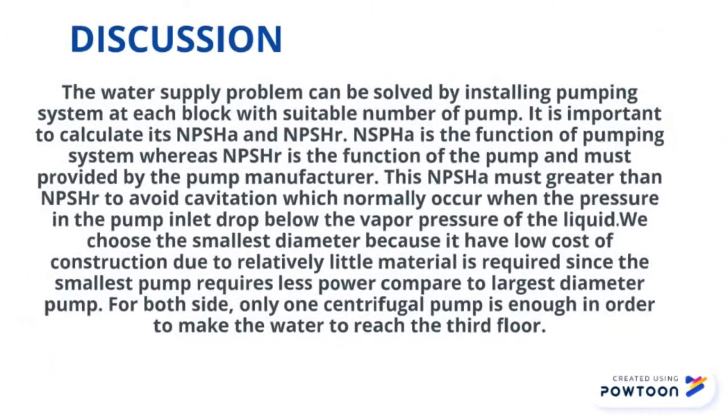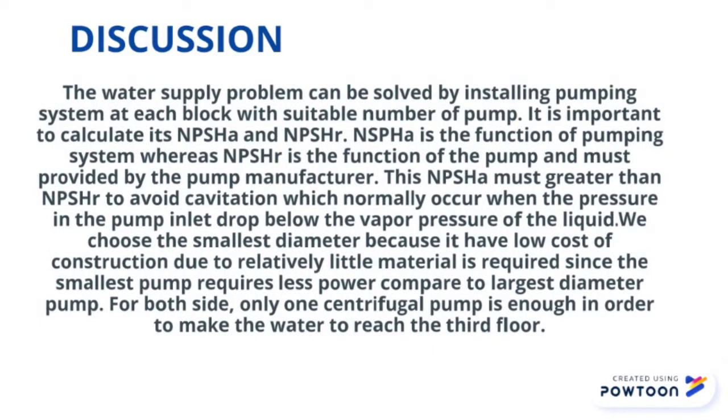Discussion. The water supply problem can be solved by installing a pumping system at each block with a suitable number of pumps. It is important to calculate its NPSHA and NPSHR. NPSHA is the function of the pumping system whereas NPSHR is the function of the pump and must be provided by the pump manufacturer. This NPSHA must be greater than NPSHR to avoid cavitation, which normally occurs when the pressure in the pump inlet drops below the vapor pressure of the liquid.